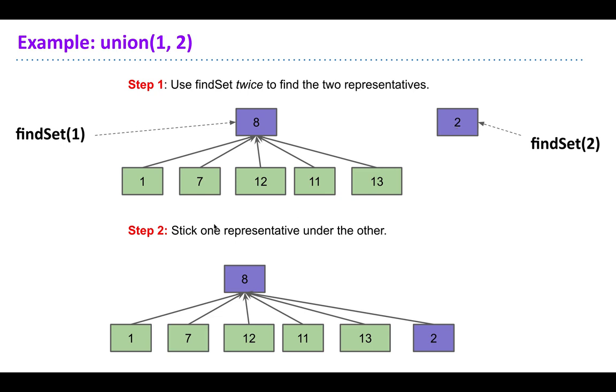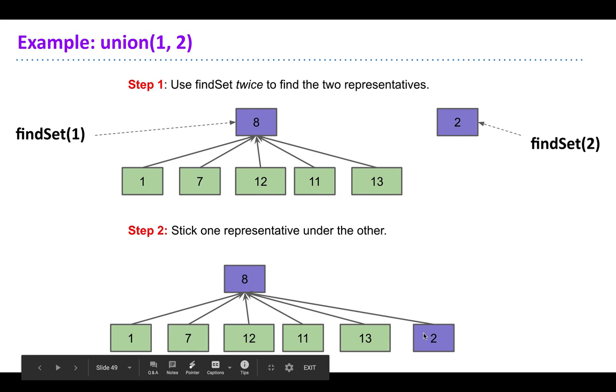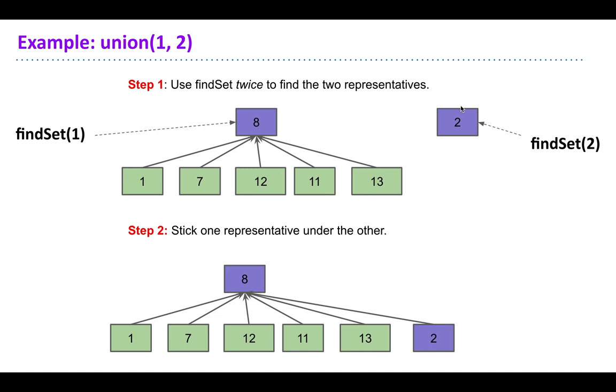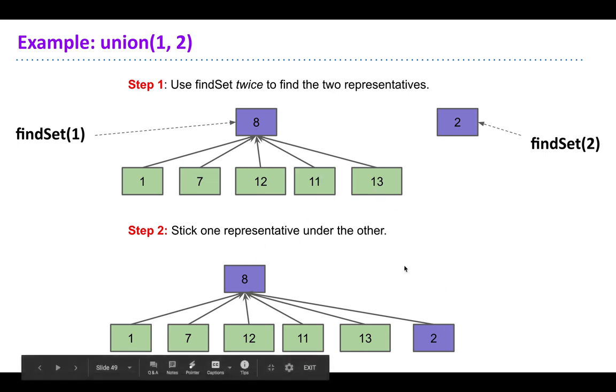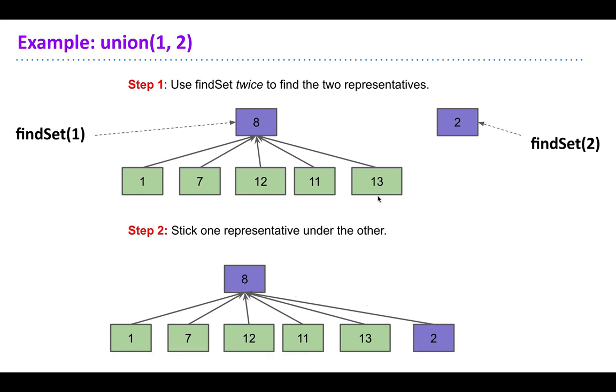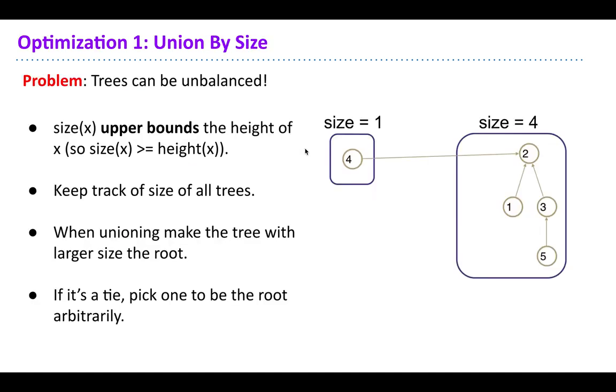And then step 2, once we have found both those representatives, like I said, you just arbitrarily choose one representative and assign. In this example, I assigned the 2 to point to the 8. You could have also assigned the 8 to point to the 2. But we're going to get into some optimizations, where you'll see that when we're sticking one representative under the other, it's probably better to stick this 2 pointing to the 8. Because if I stuck this 8 pointing to the 2, now for all these nodes, I'm going to have to go up 2 hops to get to the top, right? So let's get into this optimization here.